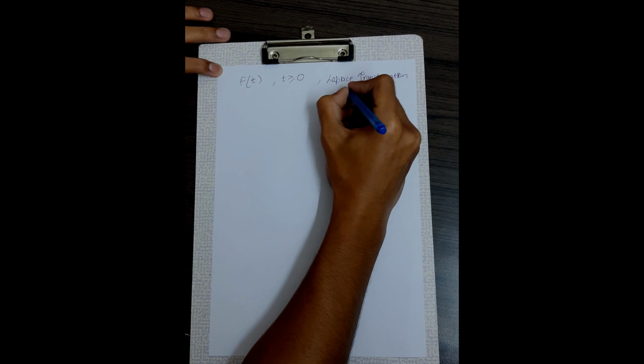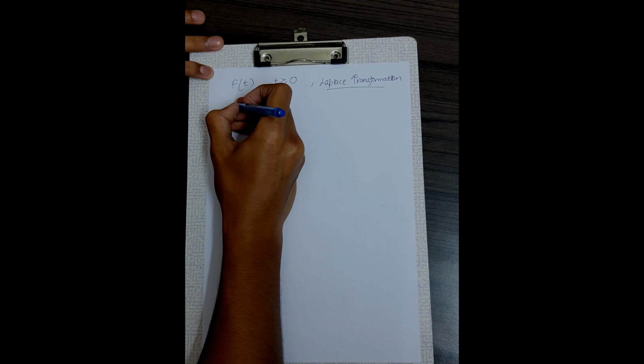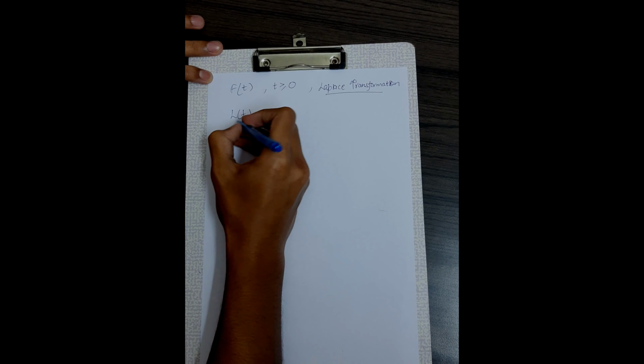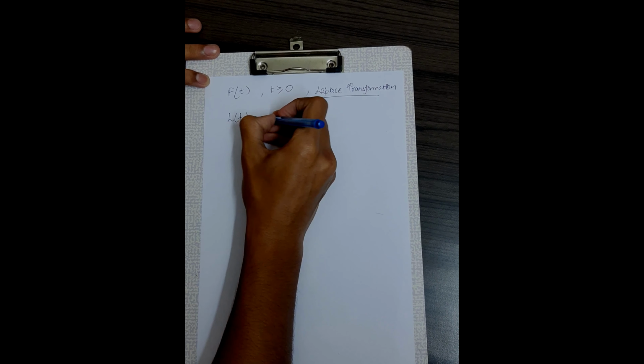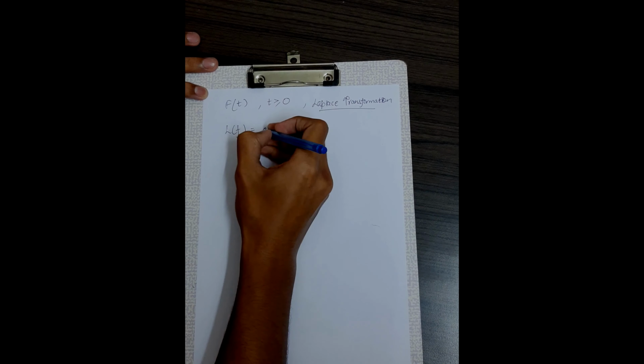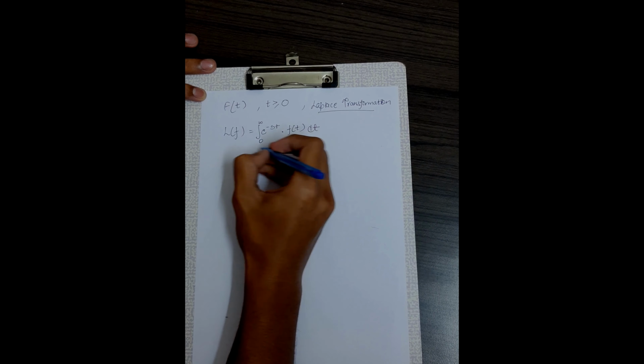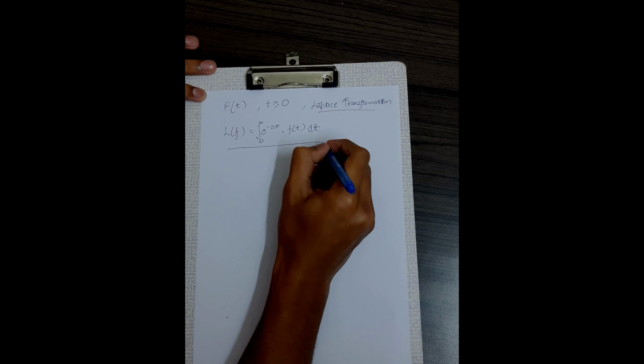Now, how is Laplace transformation defined? Let's say the Laplace transformation is denoted by L of f. It is the integral from 0 to infinity of e to the power minus st multiplied by the function, dt. This is how we define a Laplace transformation.